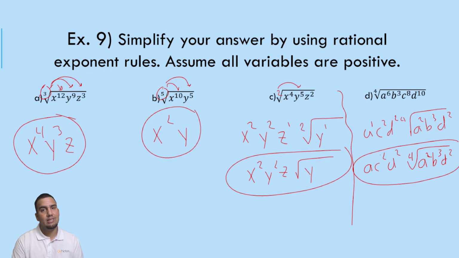So is this simple? It's not. I wish it would be. But the trick is, every single time that you see an index on the outside, ask yourself how many times does it go evenly into the exponent. However many times it goes in evenly goes on the outside, and whatever your remainder is goes in the inside. And that'd be your final answer.